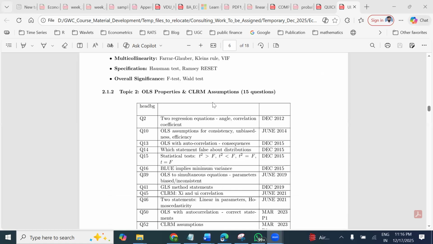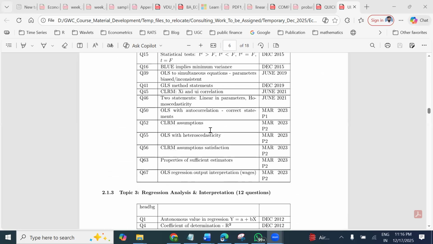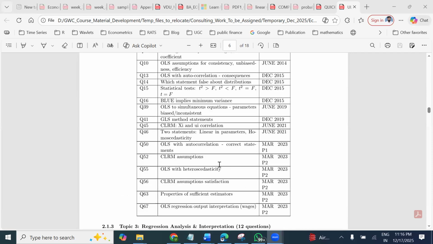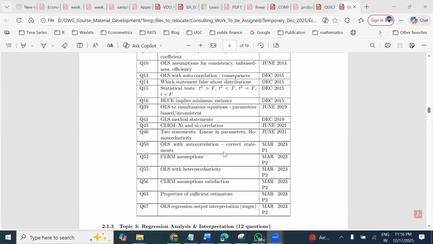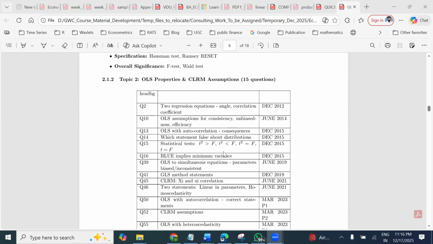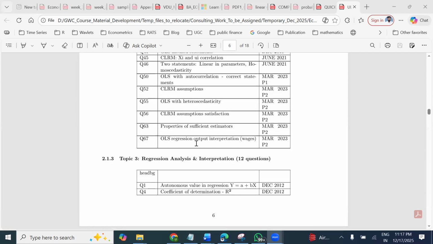Then next is topic number 2. You just see how extensive this is. OLS property and CLRM assumption, regression equation, and correlation coefficient, which we are doing. Now if you will see gradually, they are asking a lot of application oriented questions. Initially there were questions based on the direct formula, but nowadays it is more rigorous. So on OLS property and CLRM assumptions, how you should prepare, what are the questions which are there.